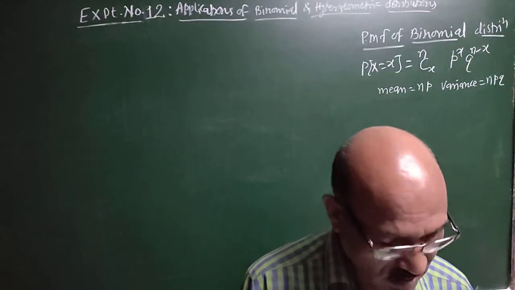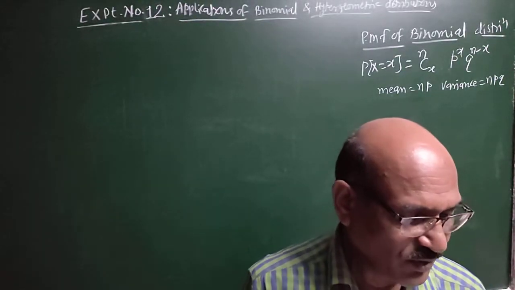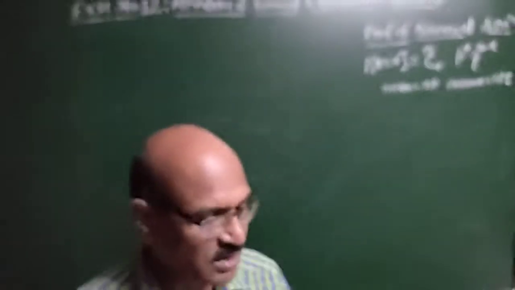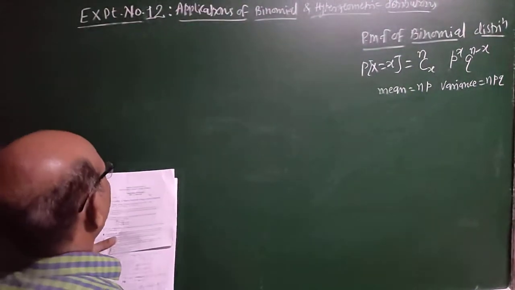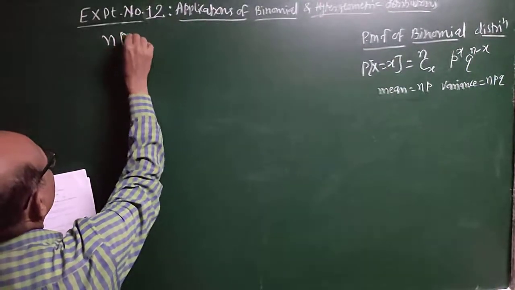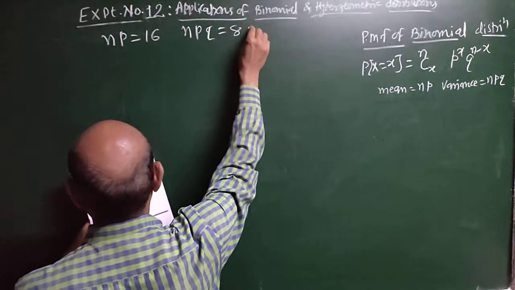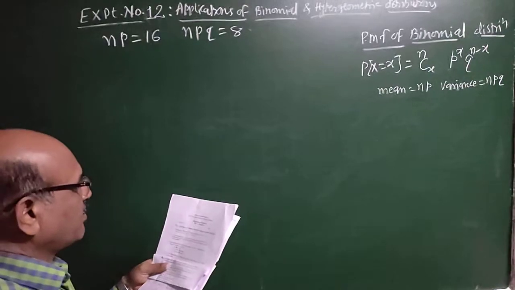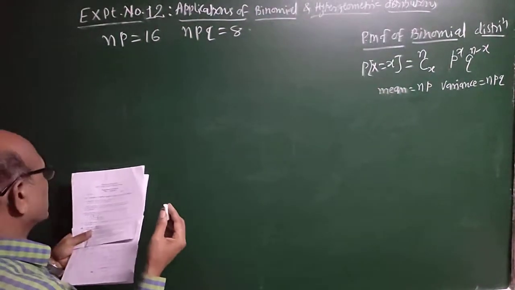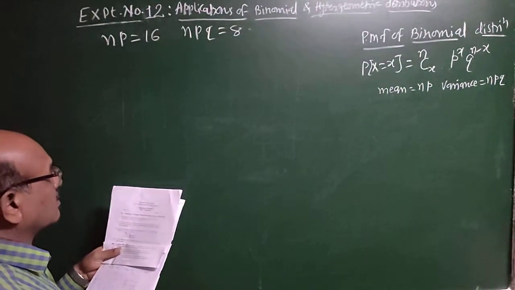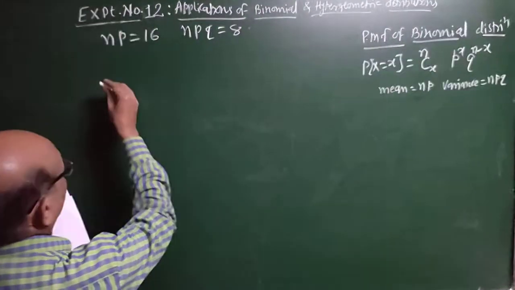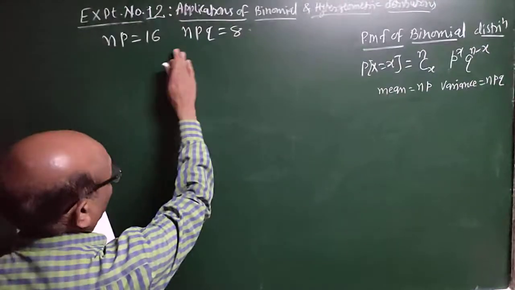Now see the first problem. If the mean and variance of a binomial distribution are 16 and 8, what is given? Mean is np, that is 16, and npq is the variance, that is equal to 8. Find P(X = 0), P(X = 1), and P(X >= 2). First you obtain the values of p and q.